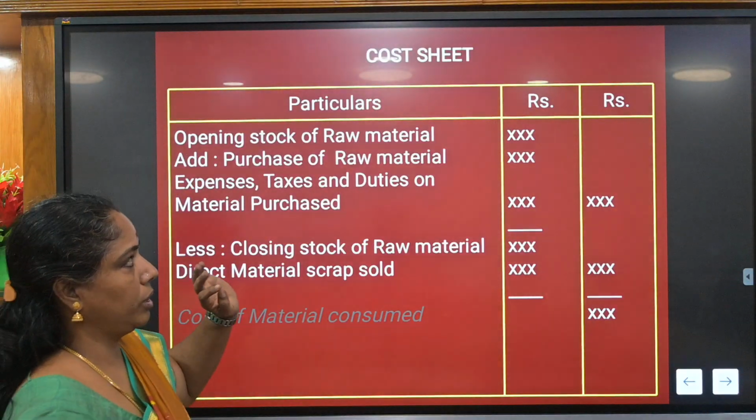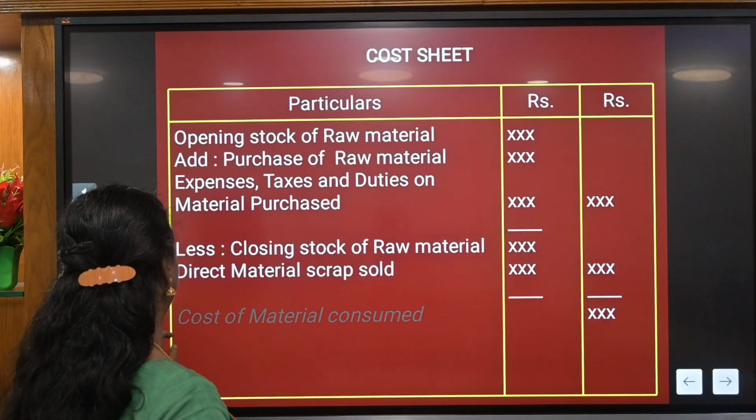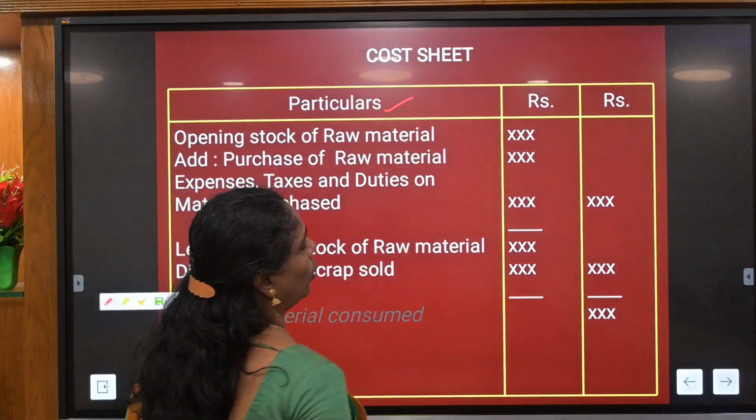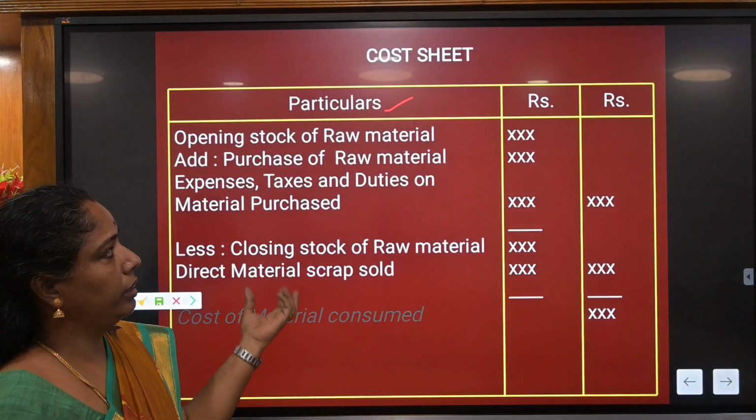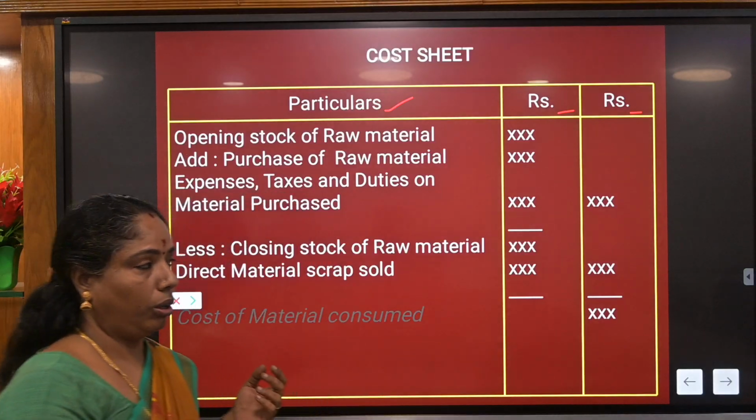So first, the cost sheet. This column is particulars, rupees and rupees. This is the details we are giving here. We will mention that this is the inner column and this one is the outer column.